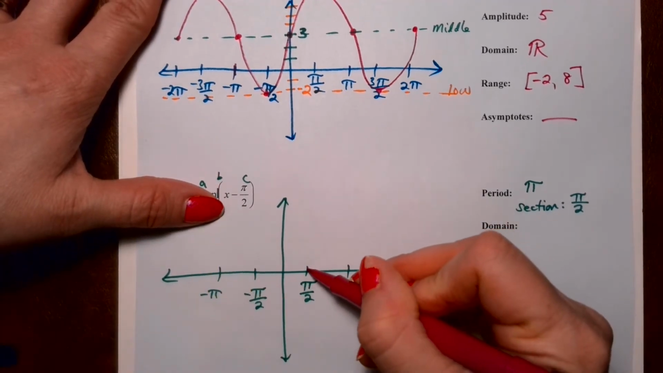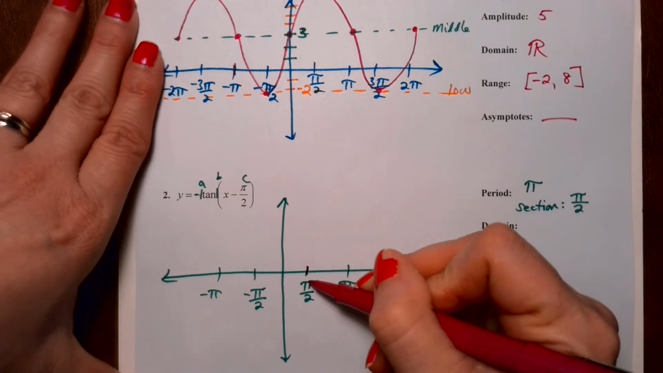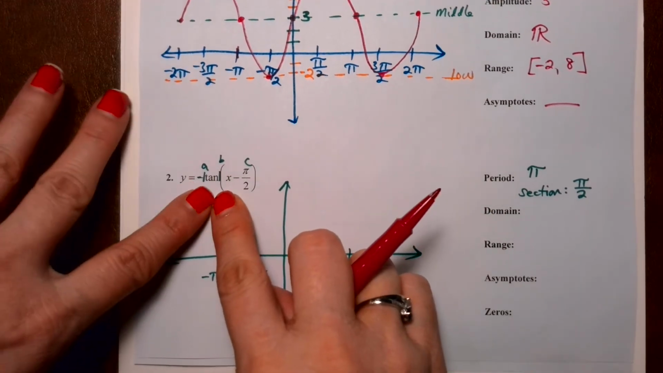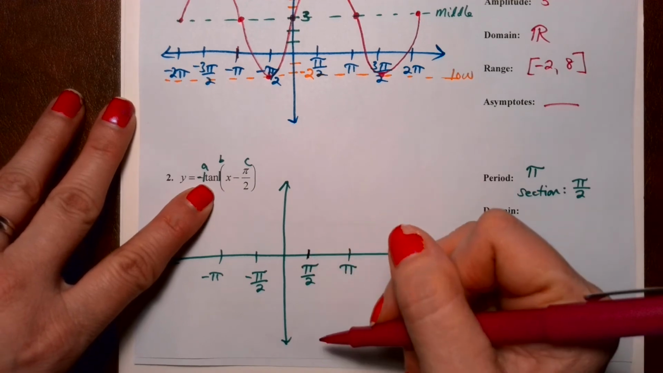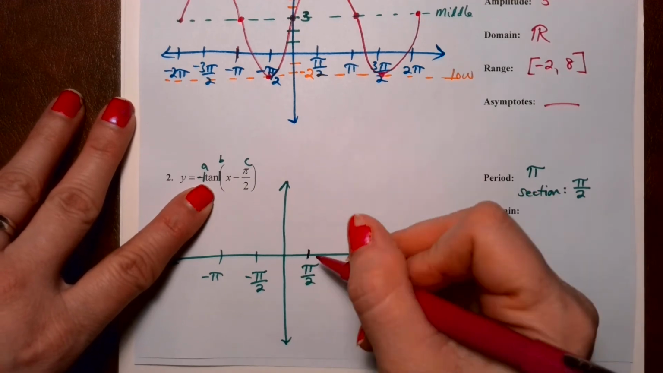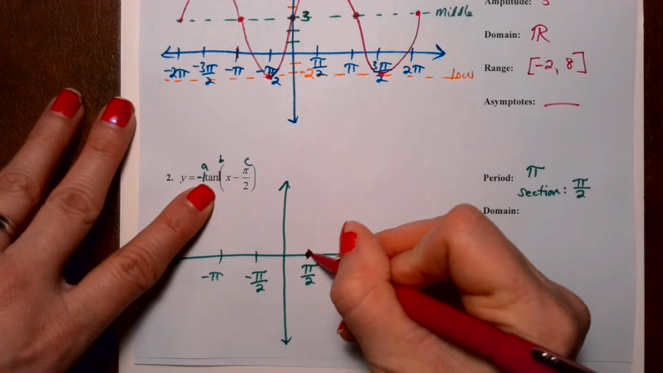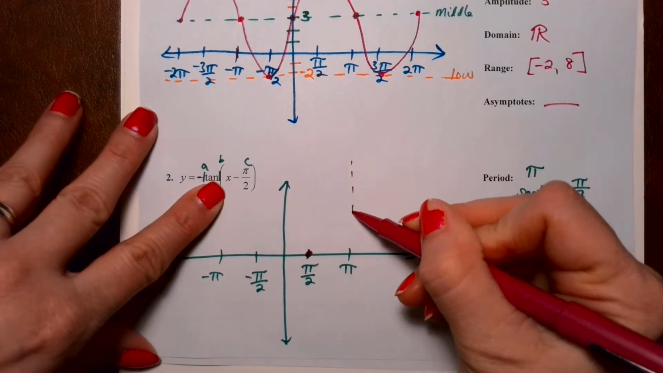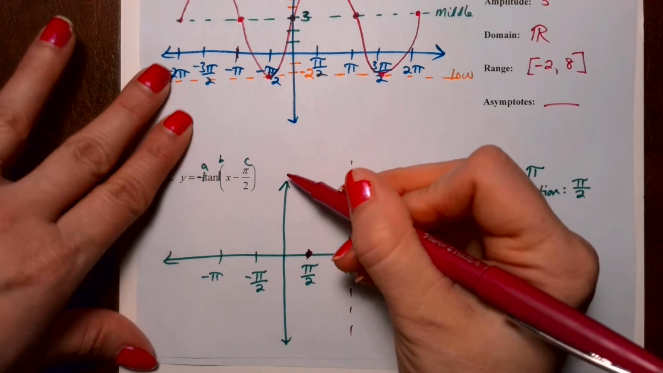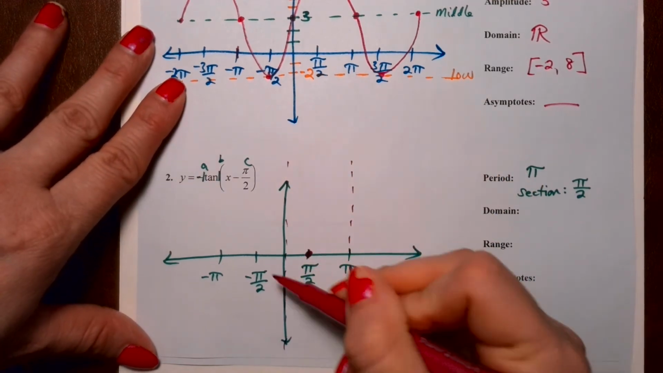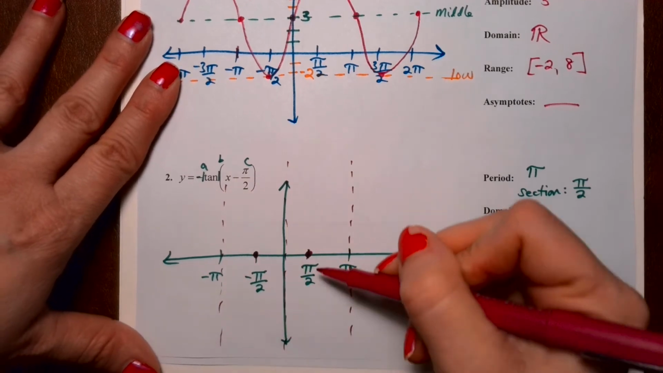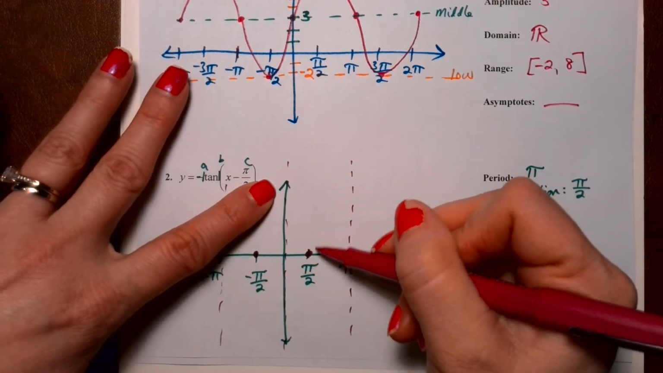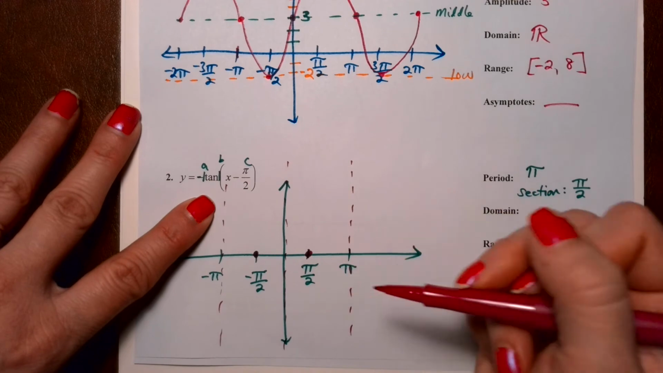Here's where we're going to start, on pi over 2. Does a tangent graph start with a point or with an asymptote? Tangent starts with a point. So this would be a point, an x-intercept, and this would be an asymptote. Asymptote, point. Asymptote, point. This point didn't get shifted up or down at all. We just got phase shifted to the right.